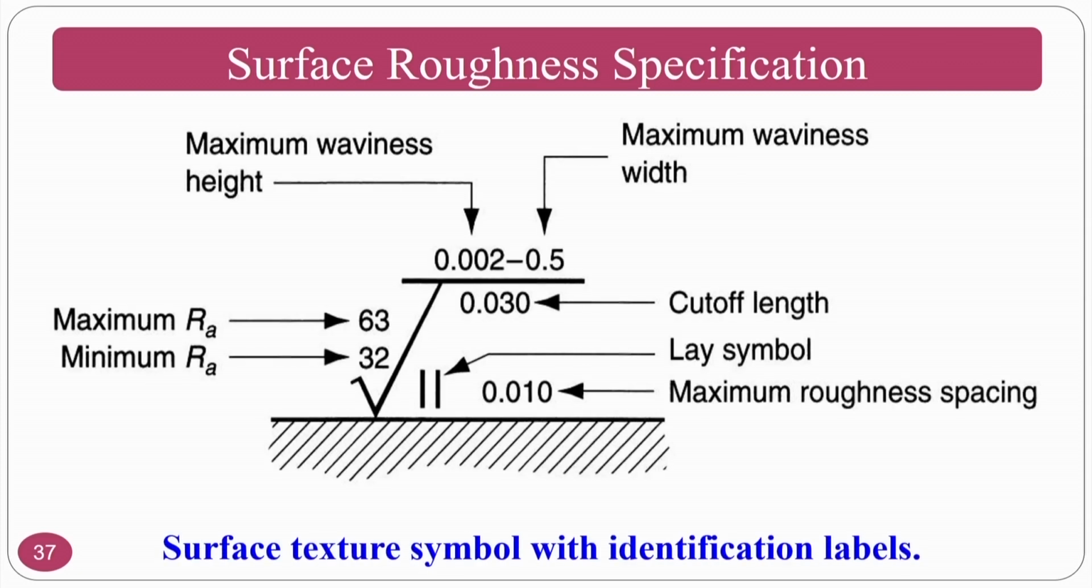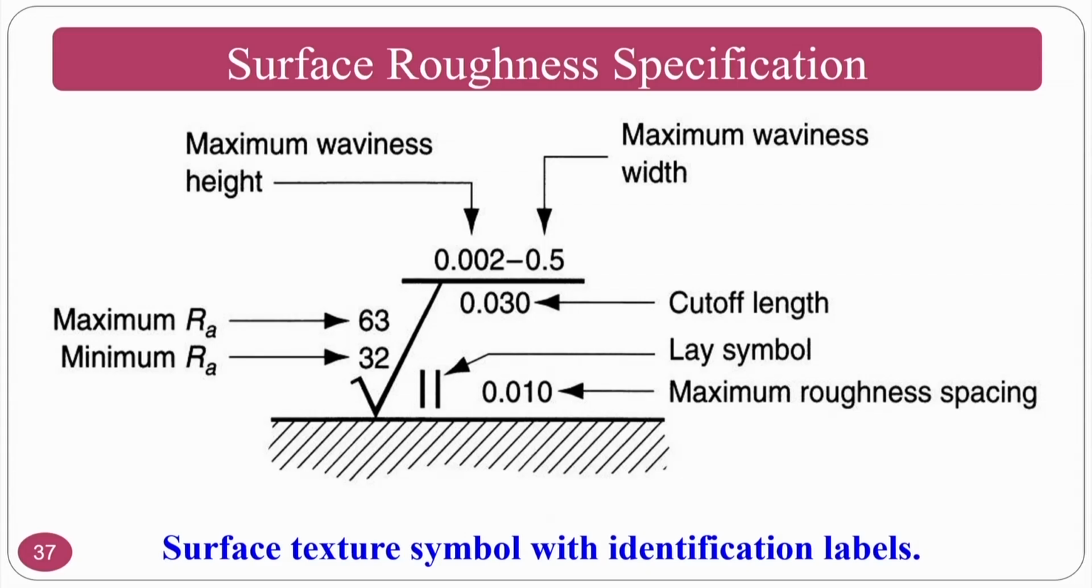The surface roughness specification, how it will be represented completely, will show this one. You clearly follow this particular slide, so that you can understand how to represent the surface roughness, allowances, maximum limit, minimum limit of surface roughness, which type of process you have to do, what is the type of lay that you have to achieve, and all those things. Okay. We will go one by one.